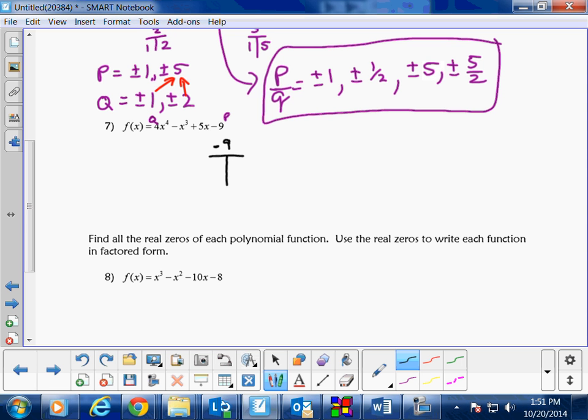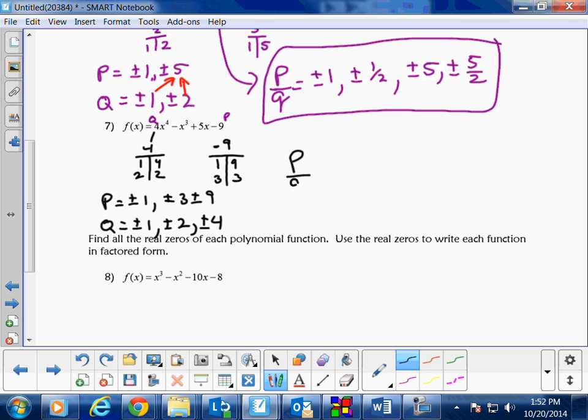Factors of 9, negative 9. Well, in this case, it's just the number. So we're going to have 1, 9, 3, 3. With 4, I'm going to have 1, 4, and 2, 2. This one's going to be longer because my P's are going to be plus or minus 1, plus or minus 3, plus or minus 9. I have 3 there. And I also have 3 Q's, which is going to be plus or minus 1, plus or minus 2, and plus or minus 4. Remember, we don't list repeats.